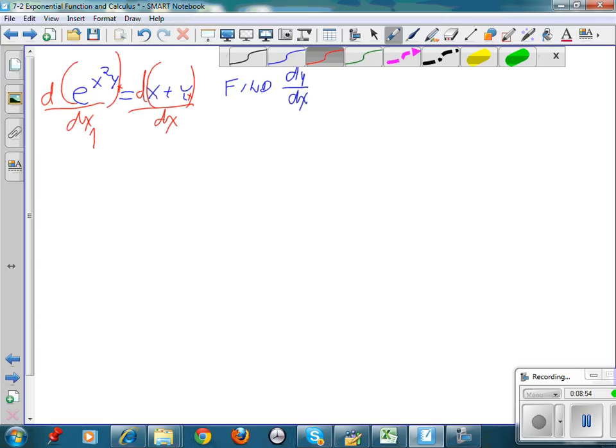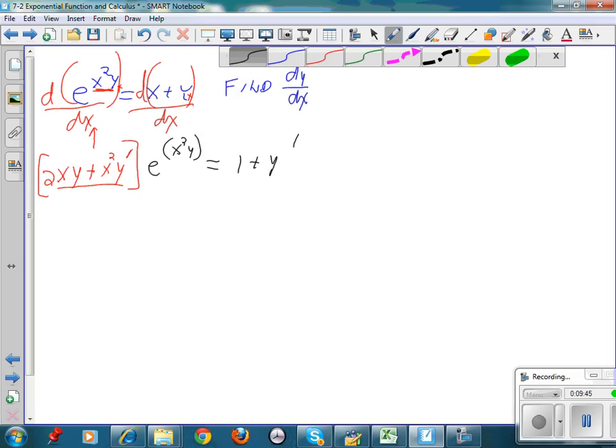Okay, so I'm working on the left side here, and the inside function is x squared y. Well, that's going to be a product rule. The derivative of x squared is 2x, times y, plus x squared times the derivative of y, which is just y prime. That is the derivative of the inside of this guy. What's the derivative of the outside? Well, it's just e evaluated at the inside, is equal to, okay, we can do the right side. It's just an addition. That's 1 plus y prime.